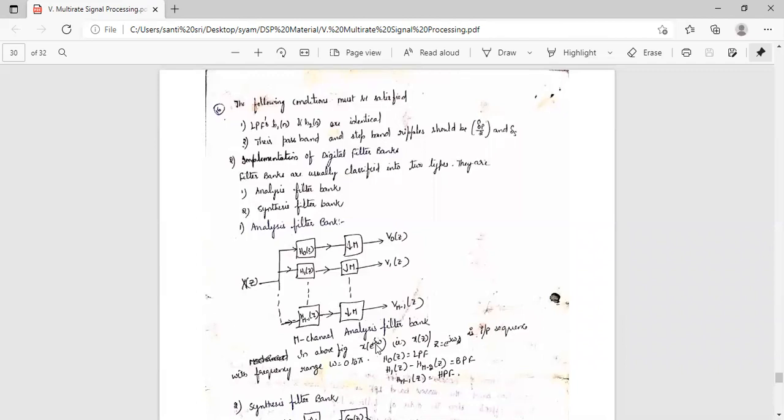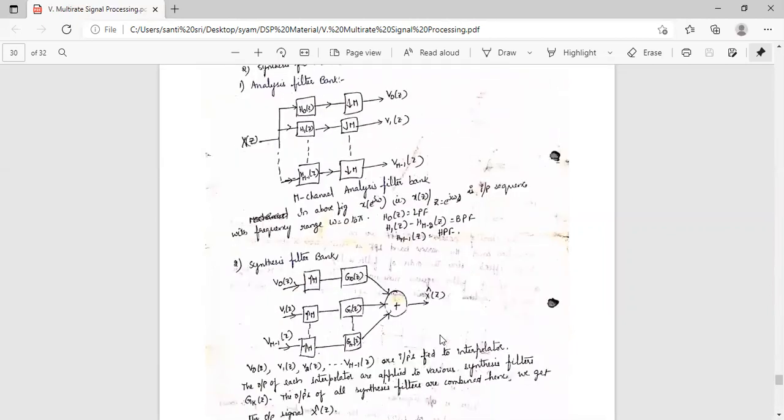So X of Z at Z equal to e^(jω) is the input sequence, with frequency range ω equal to 0 to π. H0 of Z is a low pass filter, H1 of Z through H(M-2) of Z are band pass filters, and H(M-1) of Z is a high pass filter. In between these two we have the band pass filters. So this is the analysis filter bank. This is about the analysis filter bank.